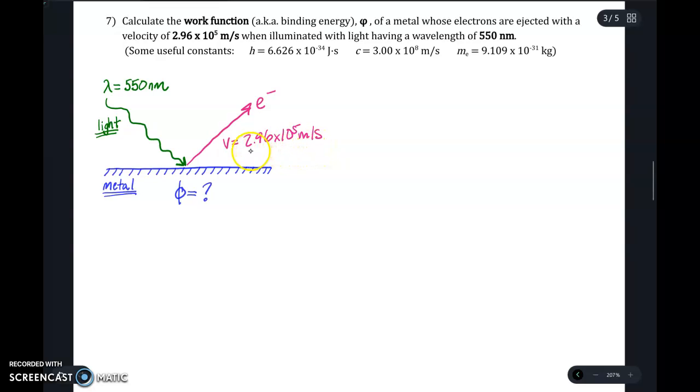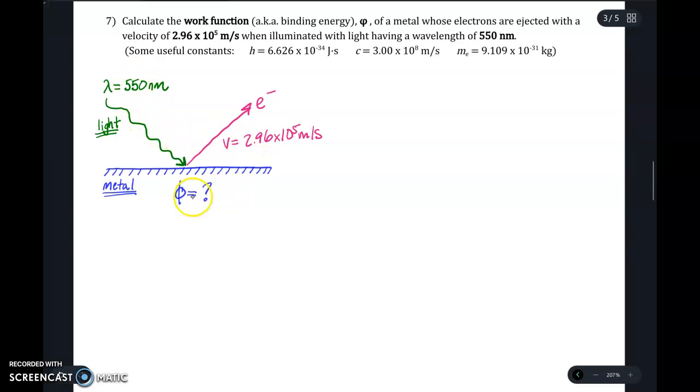And when the problem says this happens when the surface is illuminated with light having a wavelength of 550 nanometers, that's what we see in green over here. So the wavelength coming in is this 550 nanometer light. On the left, the squiggly line, that's your light. On the right, the straight line, that's your electron being ejected with some velocity. And this surface at the bottom, that's your metal, and it has some work function or binding energy. So how do we go about solving this problem?